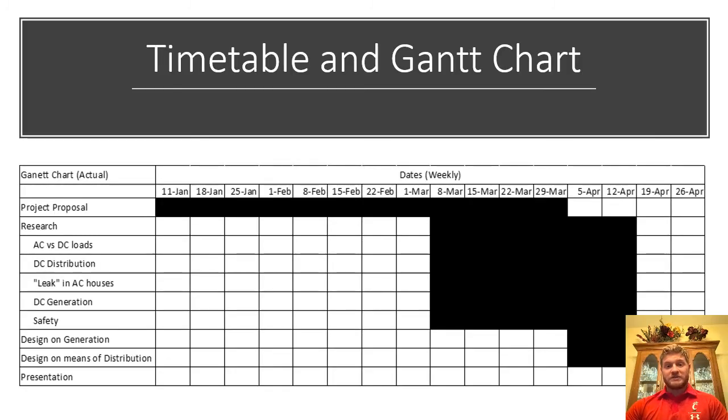This is my timetable and Gantt chart. So as you can see, the project proposal took quite a while to do, as well as researching this project. And then finally, I got to designing on the generation and designing the means of distribution, and then finally I'm making my presentation this week.